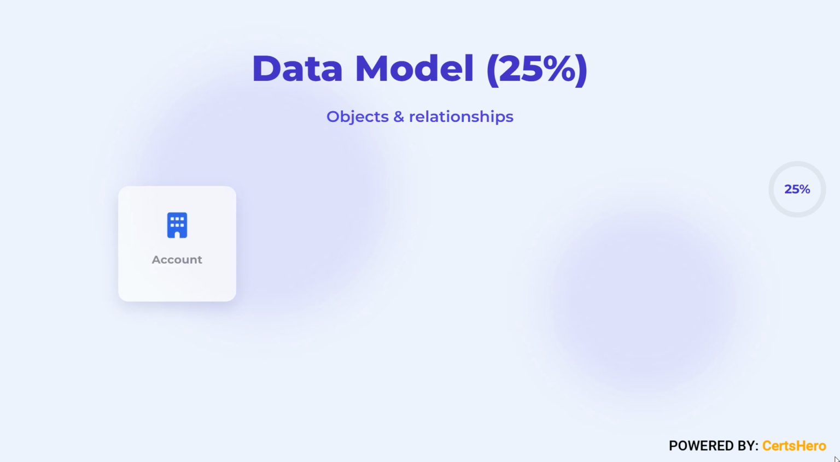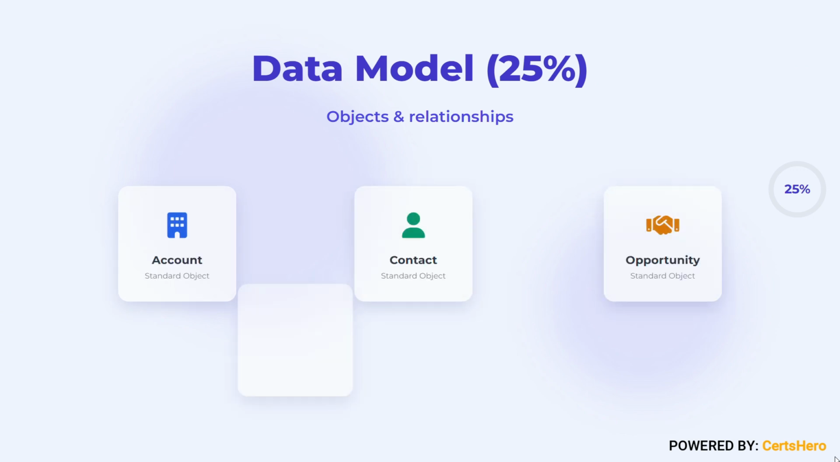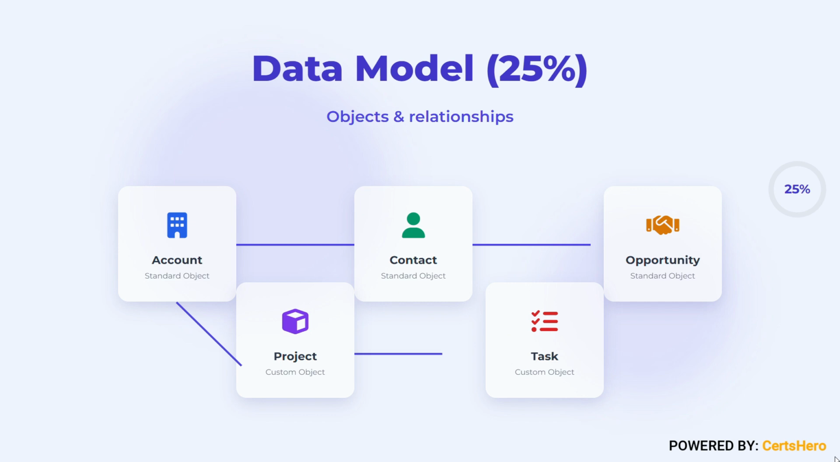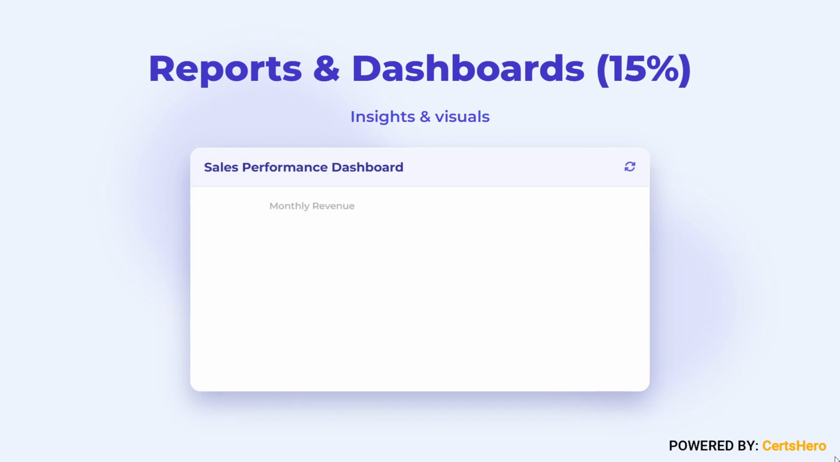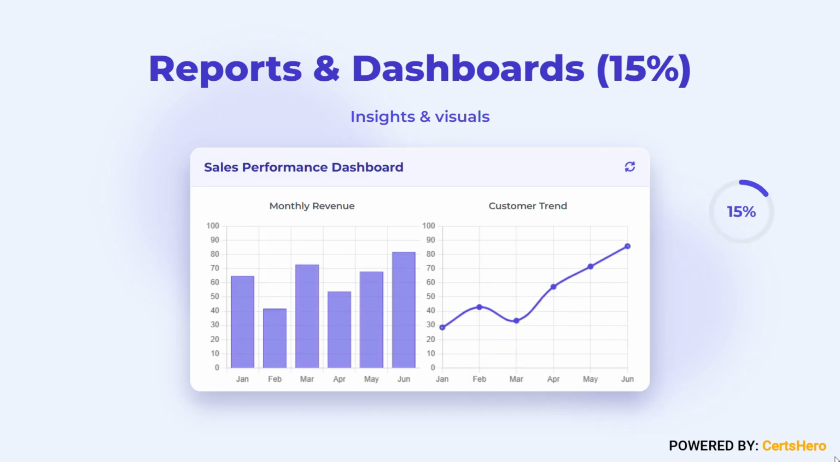Domain 3. Data model, worth 25%. This area emphasizes objects, fields, and relationships, the backbone of Salesforce data. Domain 4. Reports and dashboards, at 15%. Expect questions on creating, filtering, and interpreting reports to deliver insights.